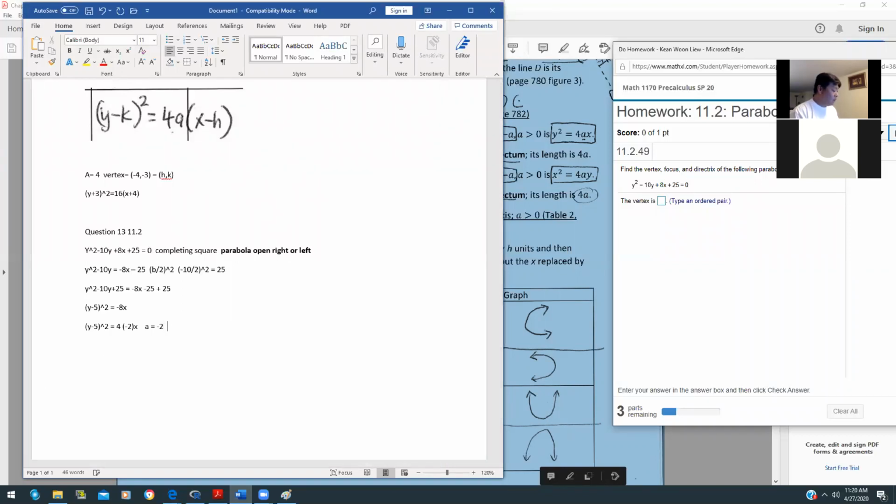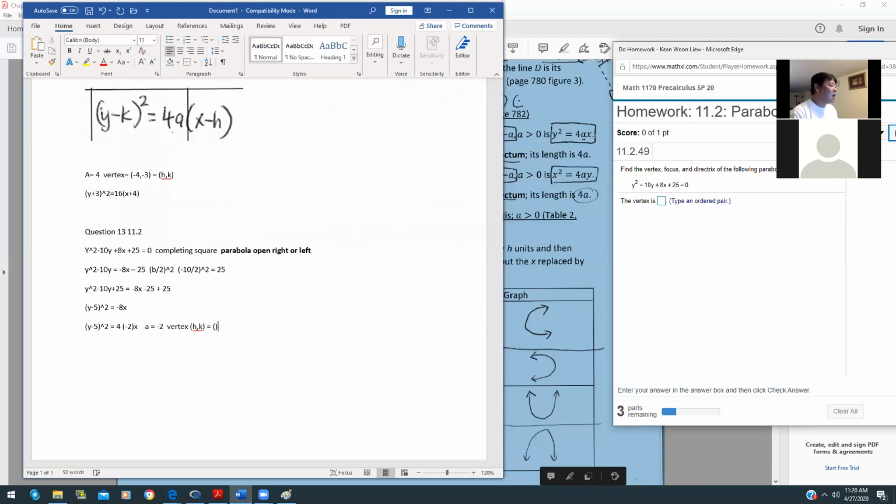Okay. And your vertex in this case is h, k. So a lot of students tell you the answer here is 5, 0. That is wrong. Okay. The reason why 5, 0 is wrong is because your h is the x value and your k is the y value. So you switch these two around. And if you switch these two around, everything is wrong. Your graph is wrong, everything is wrong.